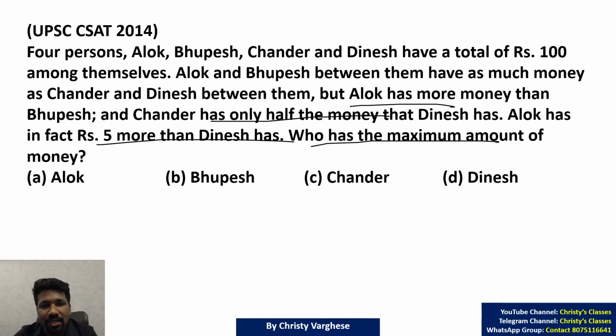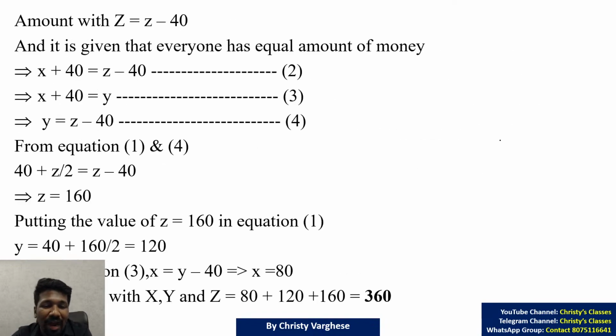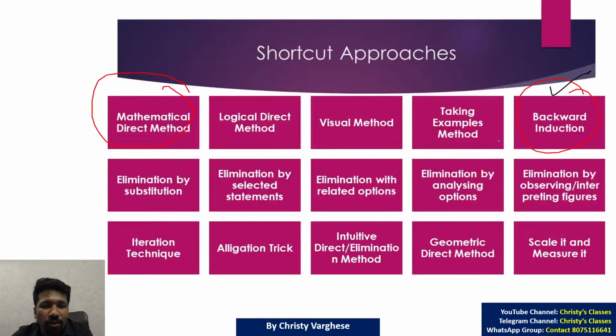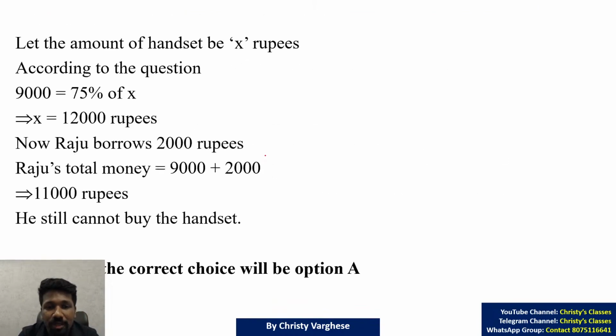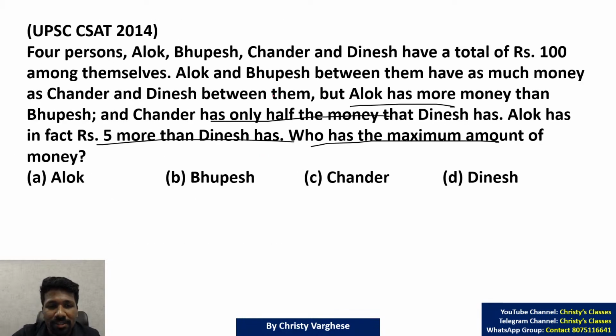This is a classic example of a question where it is diverting your attention by unnecessary or irrelevant data. So you have to be flexible, and understand that many of the data are irrelevant. Elimination by selected statements is the best method. Elimination by substitution is very difficult. Elimination itself can be done in at least 5 ways. Here elimination by selected statements gives you the answer super fast.